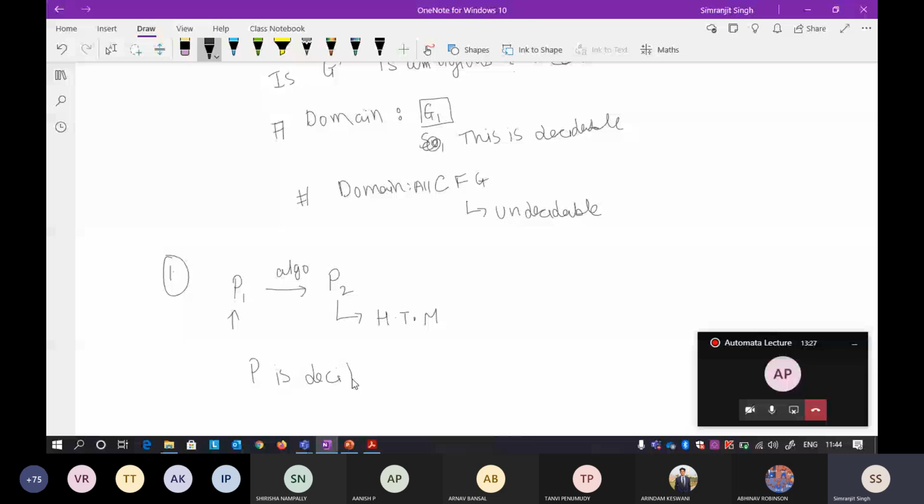Okay, so suppose there are many problems that at first instance seem undecidable, but if there exists an algorithm, say with a time complexity of n square, that can convert this problem to another problem, and for that problem there is a halting Turing machine, it means that it is decidable. Very simply, if there is a halting Turing machine, it means that there is an algorithm. Okay, so I have already told you this one. Any doubt?